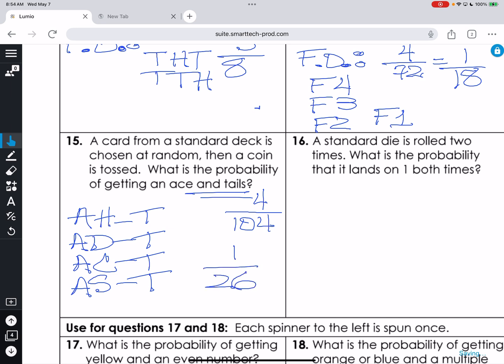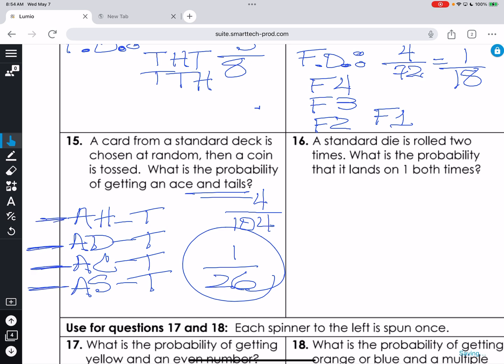1/26. Perfect. Can you tell me how you got 4? Sure. How many aces are there? 4. So I wrote those out. Ace of hearts, ace of diamonds, ace of spades, ace of clubs. But then when we toss the coin, we only want tails. So T. Once. So then you count how many drawings we came up with. 4.